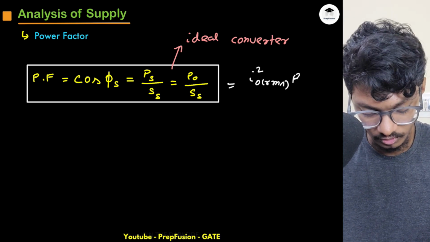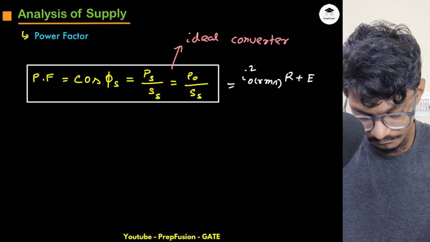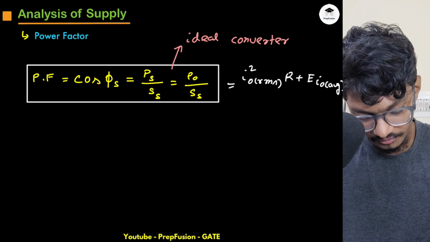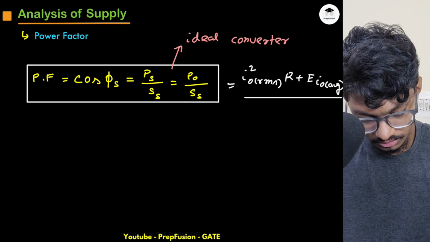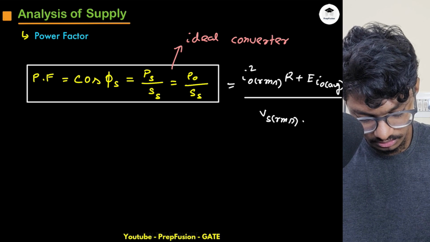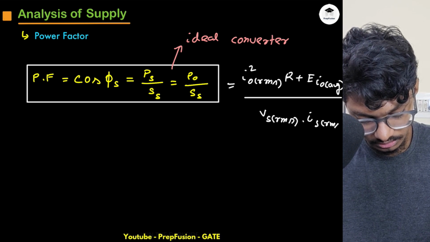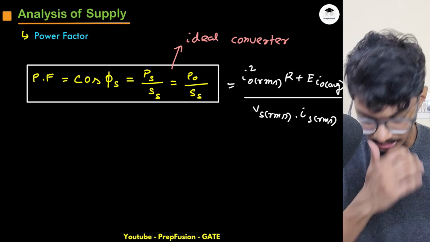IO RMS will be given to you, R plus E into IO average, divided by VS RMS into IS RMS. Okay, so this will be the power factor. This is how you compute the power factor for this particular rectifier.